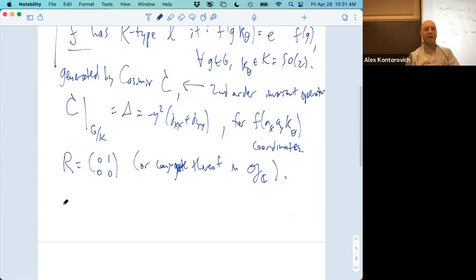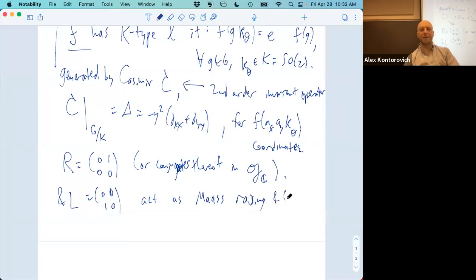So R and L, or conjugates thereof, act as Maass raising and lowering operators. We discussed this, I think. Yeah. Raising and lowering operators.